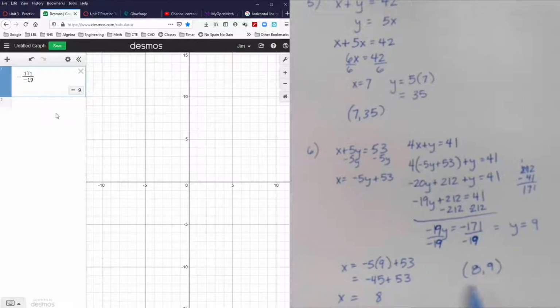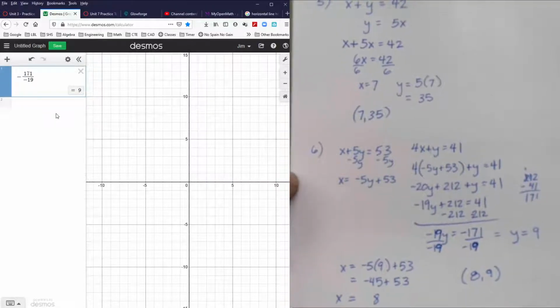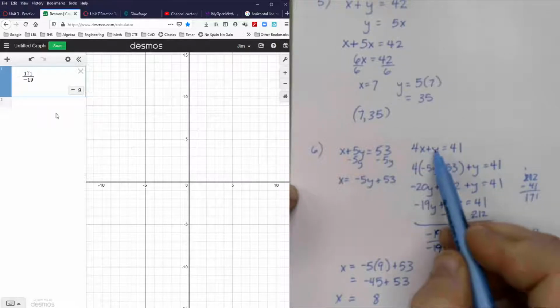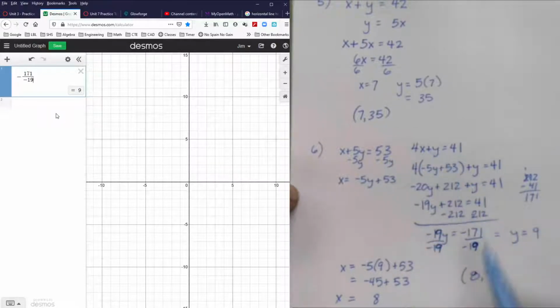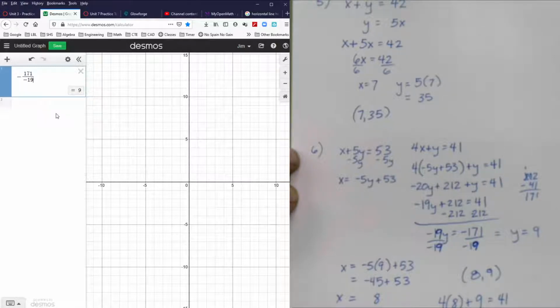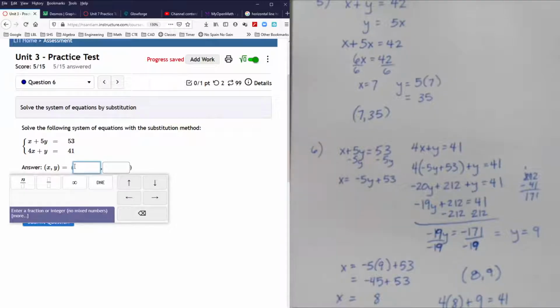Okay, and if I wanted to check that, and that's probably a good idea. I made some mistakes here. I want to go back and just check that real quick. The way that I can check that is I can plug 8 and 9 into this equation and see that that works. So 4 times 8 plus 9 should equal 41. 8 times 4 is 32 plus 9 equals 41. That's true. Okay, so I'm pretty confident that my answer is correct here. So I'm going to put an 8 and 9.